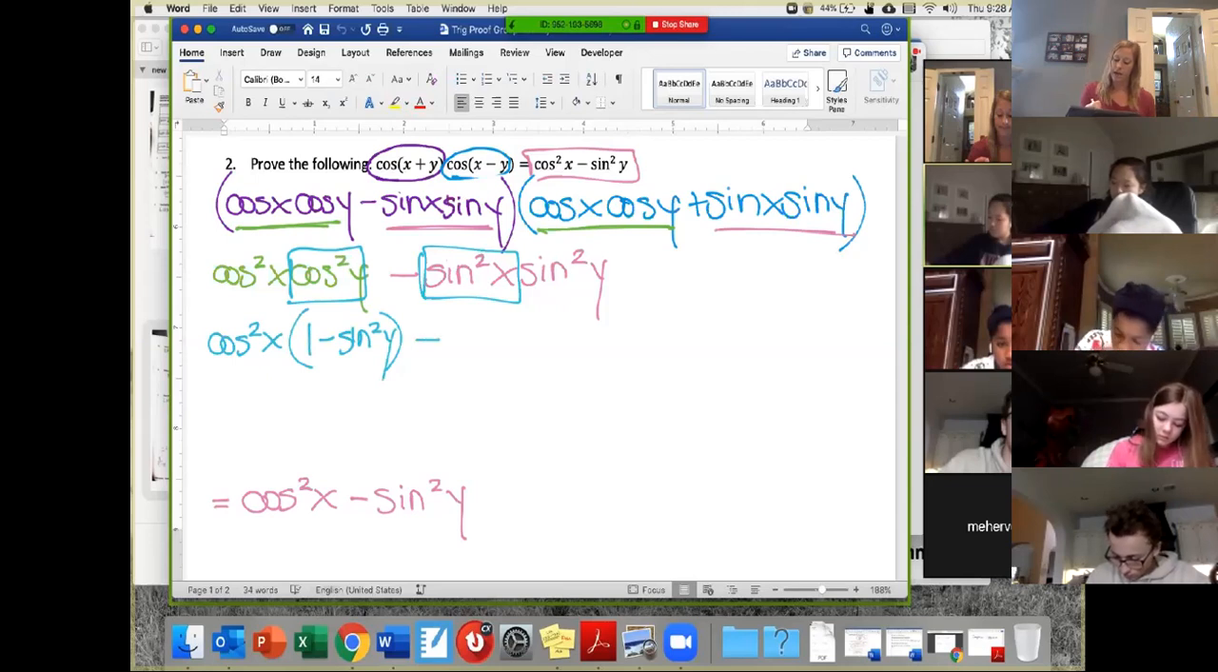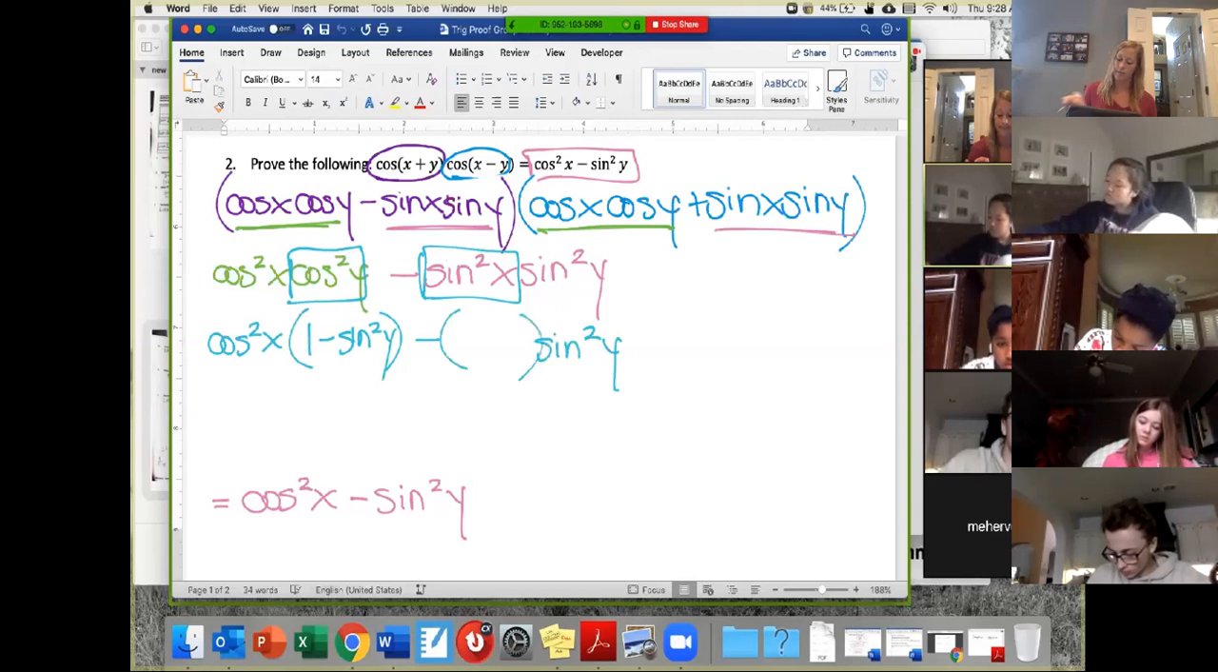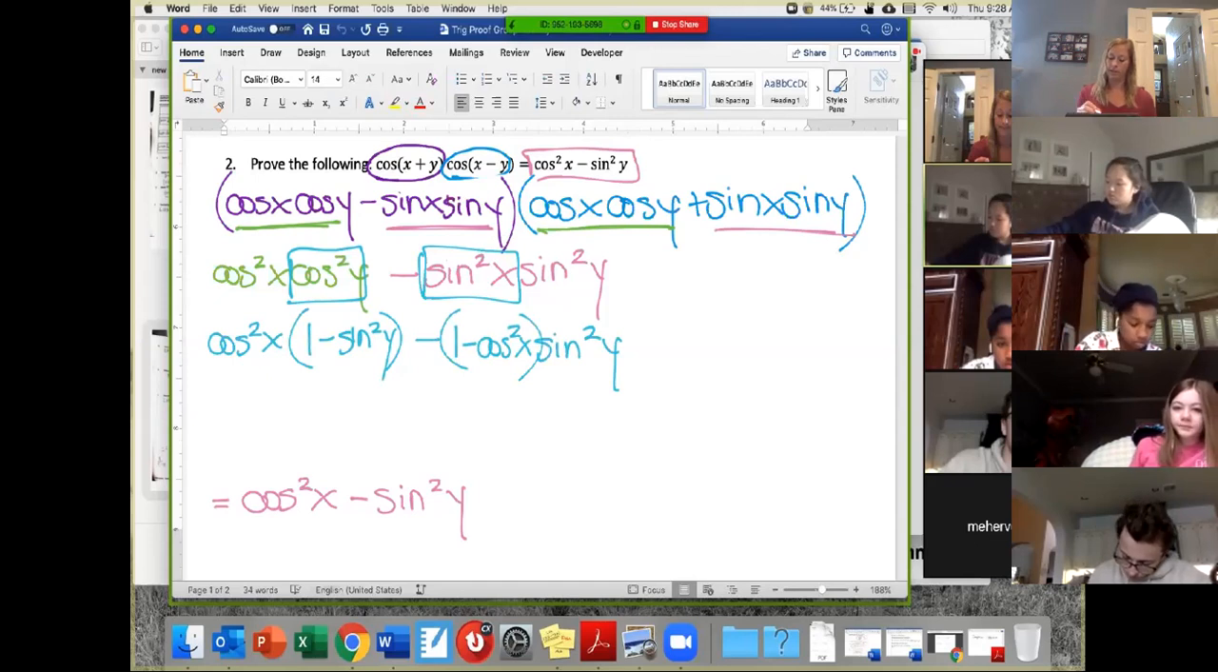Same thing over here. I want to keep this sine squared y because that's in my answer. What could I replace sine squared x with? 1 minus cosine squared x. Now we just made this nastier, but it might be temporary. So let's just see. What could I do from here?